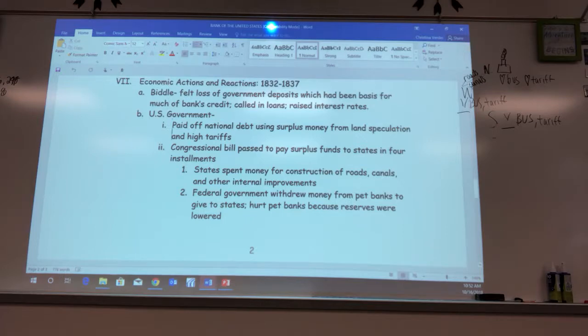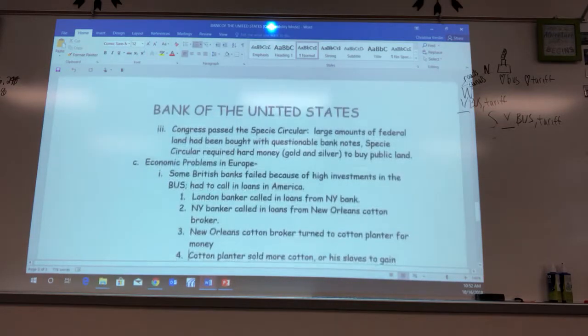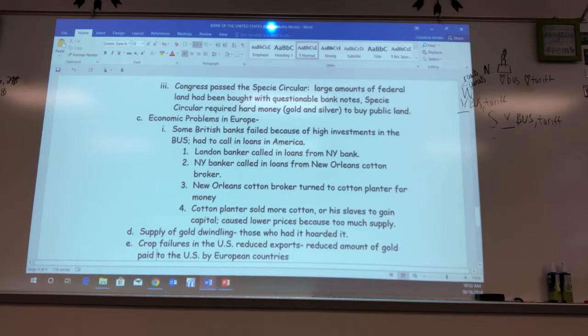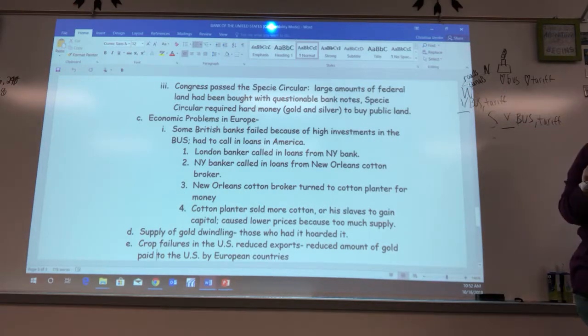So Congress realizes things are not going good, right? What is happening to our supply of gold? Contracting. It's contracting. And so Congress on 29 is going to pass the Specie Circular Act. Because remember, the bank was giving out loans, but they were giving out paper money, right? Was that paper money backed in gold? No. So the government's going to say that the state banks and the pet banks are unreliable.